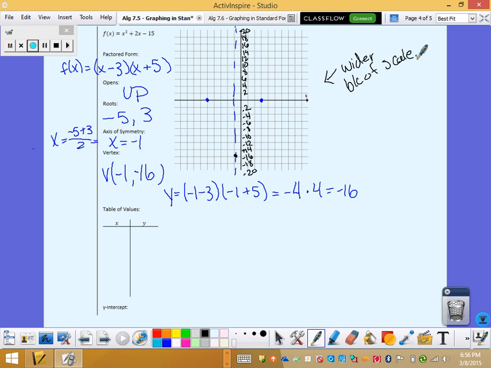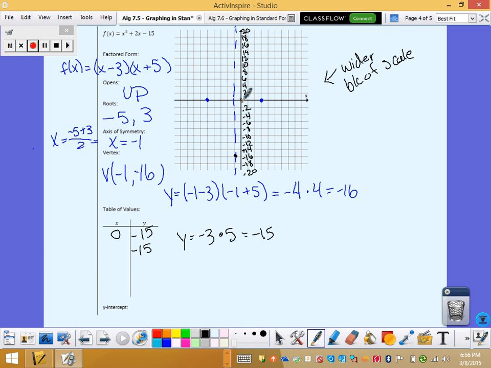Okay, so time to plug in some points and graph the rest of this parabola. I know I'm going to need to solve for my y-intercept down here, so I'm going to plug in x equals 0. When x is 0, y is 0 minus 3 is -3, 0 plus 5 is 5, y is -15. And I'm going to go ahead and write down -15 because I know I'm going to have 2 points of that same y value.